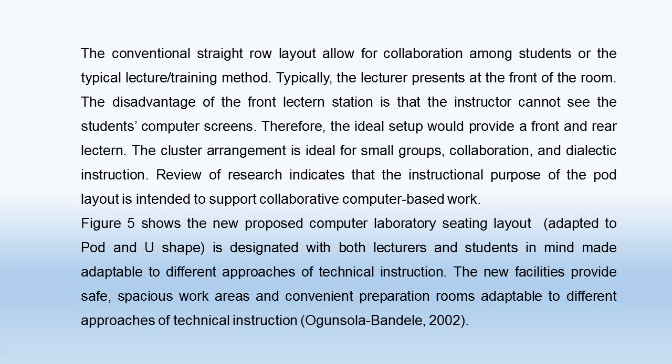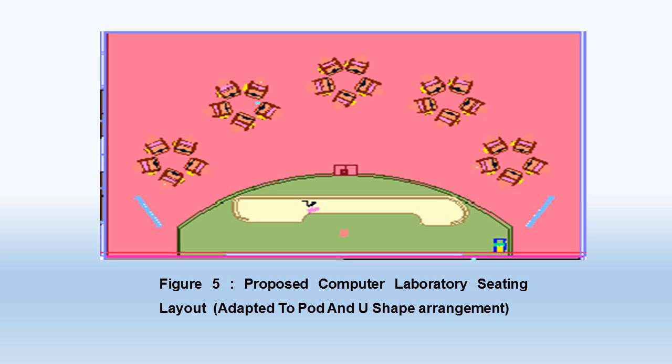Figure 5 shows the new proposed computer laboratory seating layout adapted to the pod and U-shape. It's designed with both lecturers and students in mind, made adaptable to different approaches of technical instruction. The new facilities provide safe, spacious work areas and a convenient preparation room. So this is Figure 5, the proposed computer laboratory seating layout adapted to the pod and U-shape arrangement.